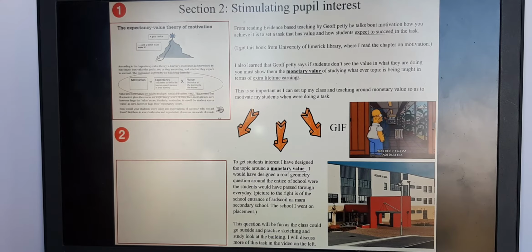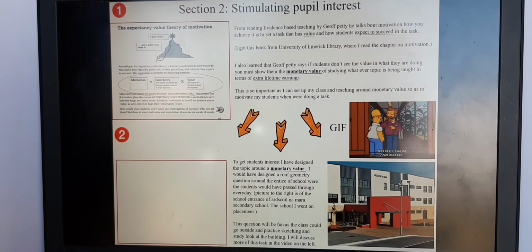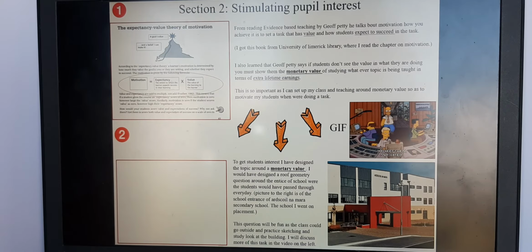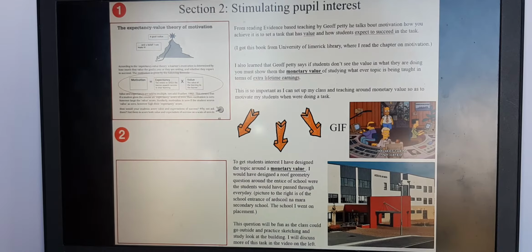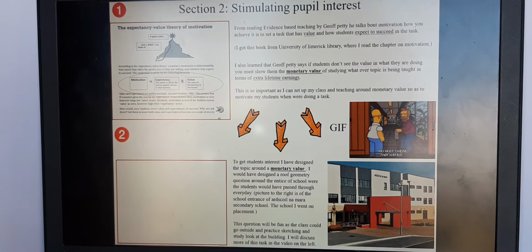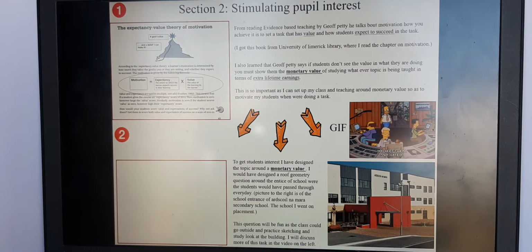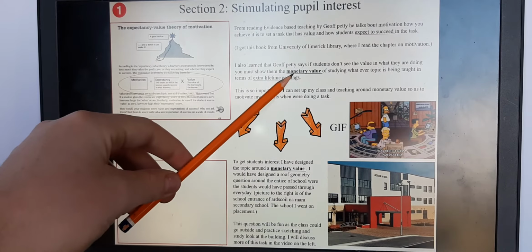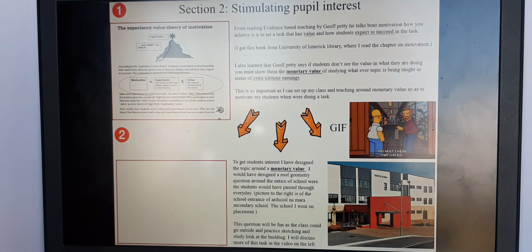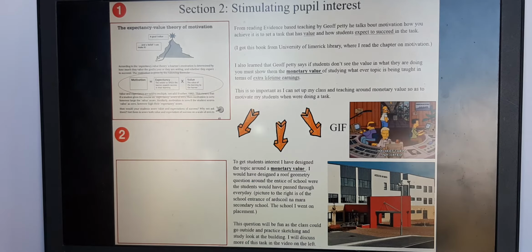So in this video I'm going to talk about how I first went to the UL library and took out Jeff Petty's book Everybody's Teaching. I wanted to research motivation, to learn how you can create a task that's motivational. I found out that if a task has monetary value, which I have in bold here, it means that students are getting a benefit from doing the task.